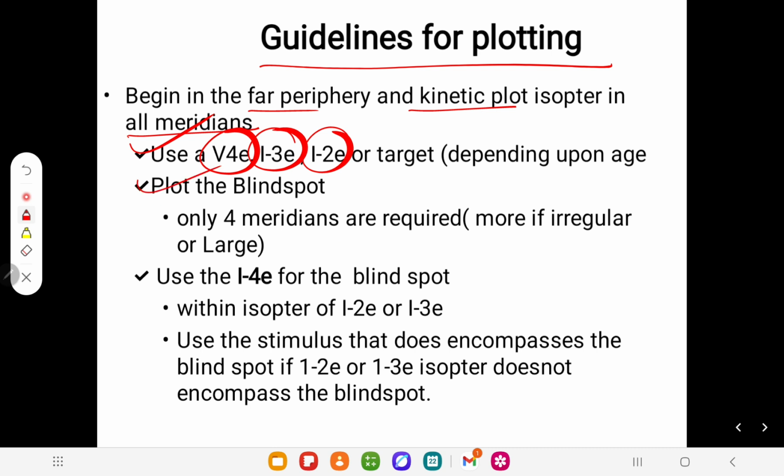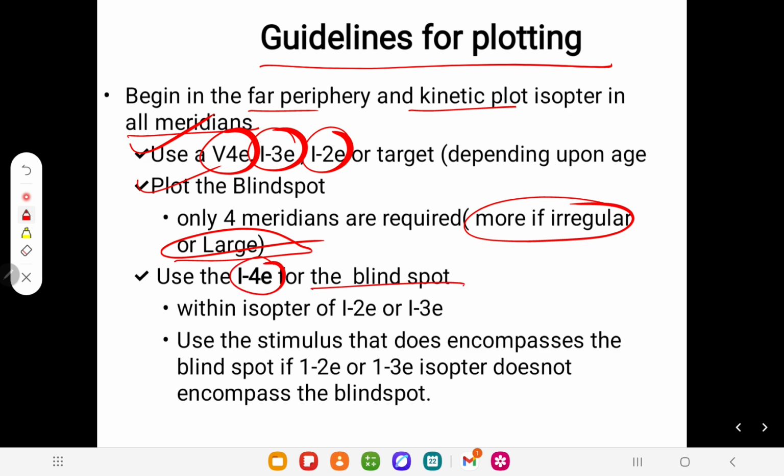Plot the blind spot. It's very important. Only 4 meridians are required, more if irregular or large. If there is irregularity or it is large, for example in case of papilledema, then there may be a need of more than 4 meridians to plot the blind spot. But definitely 4 meridians are okay to go. Use I4E for blind spots.